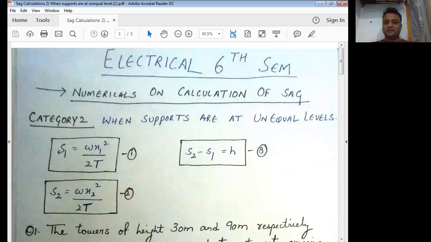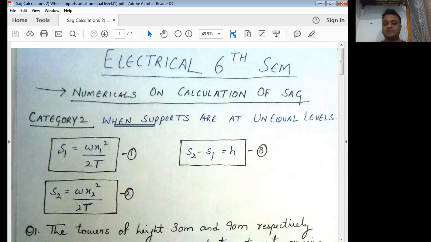So by looking at the numerical, you can have an idea whether this is a category 1 numerical or a category 2 numerical. The basic difference is simple. In category 1 both the towers are at the same height, and in category 2 both the towers are at different heights. This is possible only in sloppy areas or hilly areas. So let us start with the numericals on calculation of sag. So this is a category 2 problem.